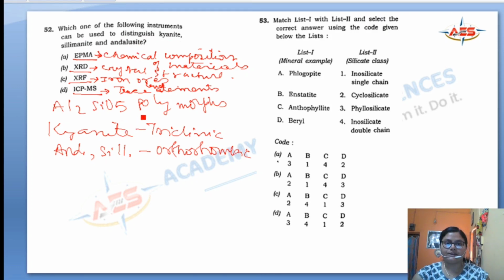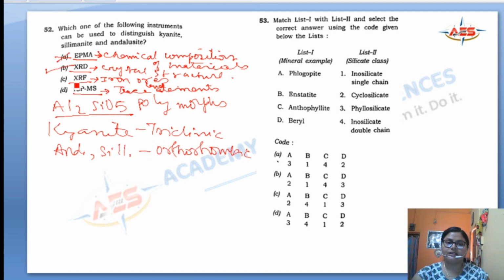Okay. Now, the kyanite, sillimanite and andalusite, they are polymorphs of Al2SiO5, so they have the same chemical composition. Chemical composition के ऊपर base करके we cannot find which one is kyanite, sillimanite or andalusite. So EPMA method use नहीं होगा. XRD by crystal structure यहाँ पे determine होता है. So the kyanite is triclinic, andalusite and sillimanite orthorhombic. यहाँ से हम लोग जान सकते हैं कि कौन सा मिनरल kyanite है, कौन सा sillimanite और andalusite.